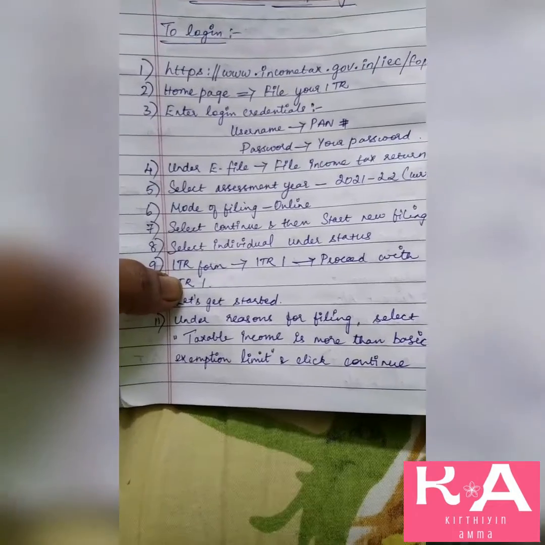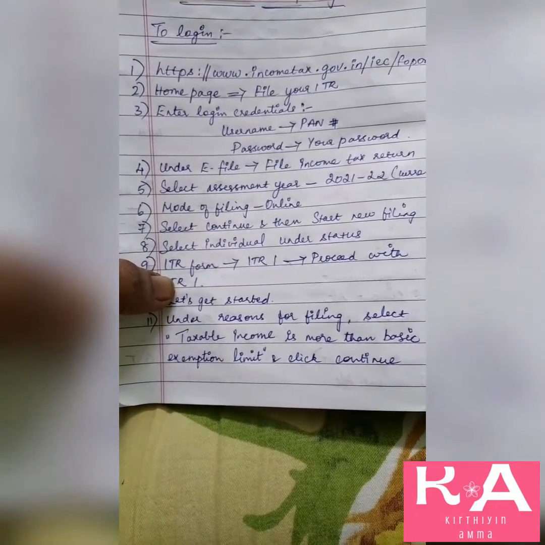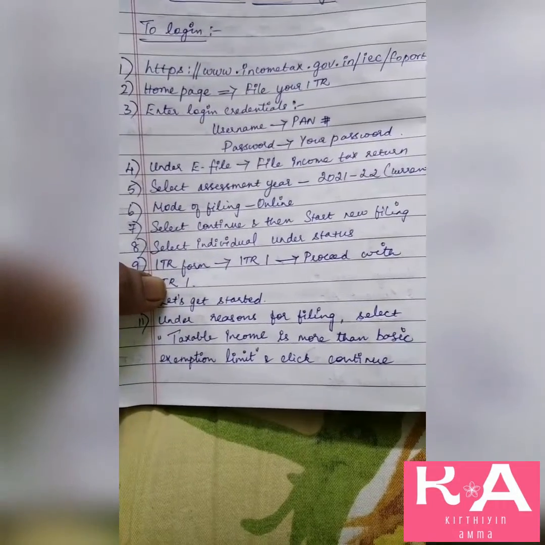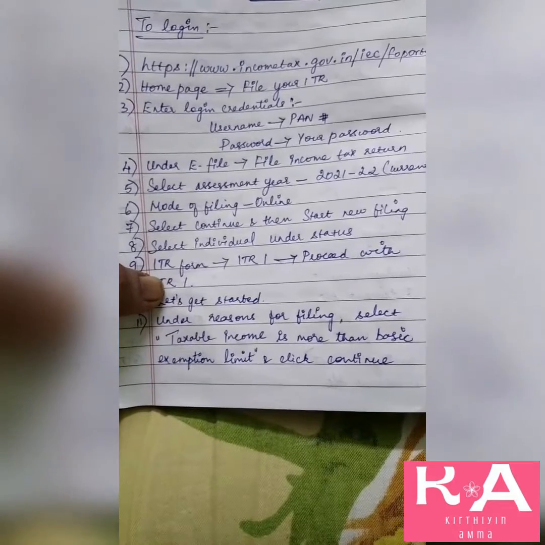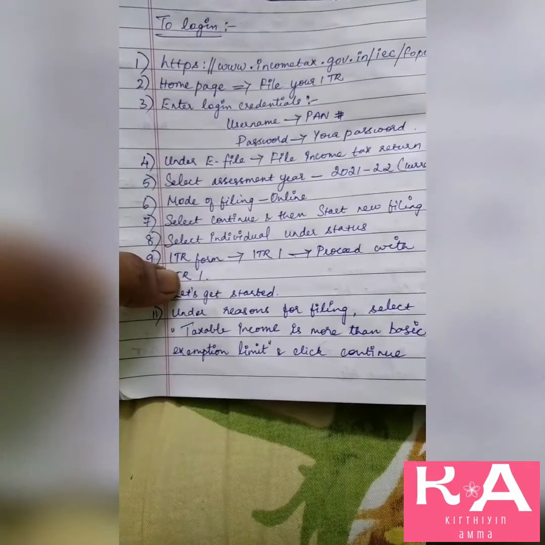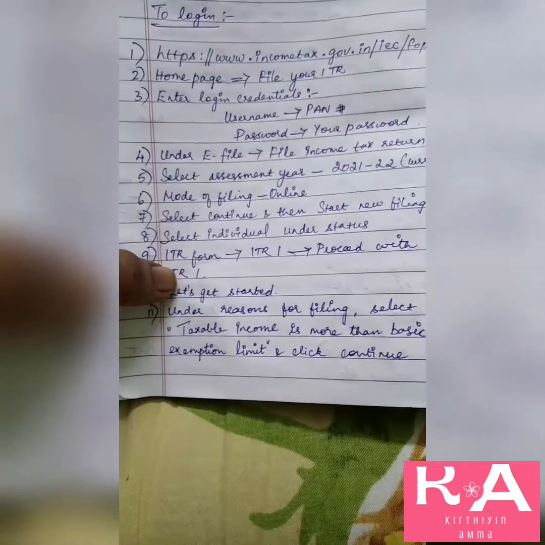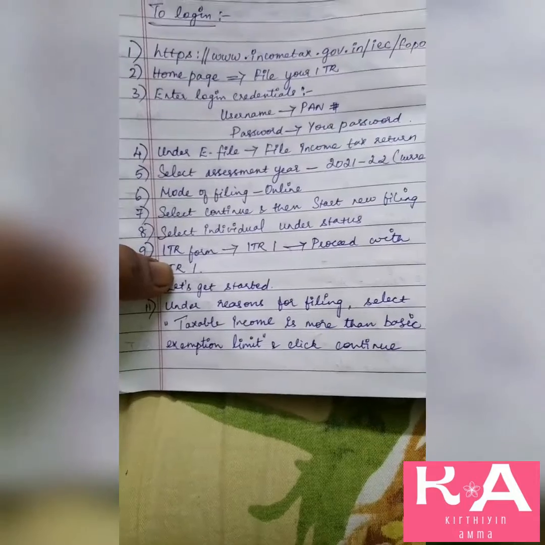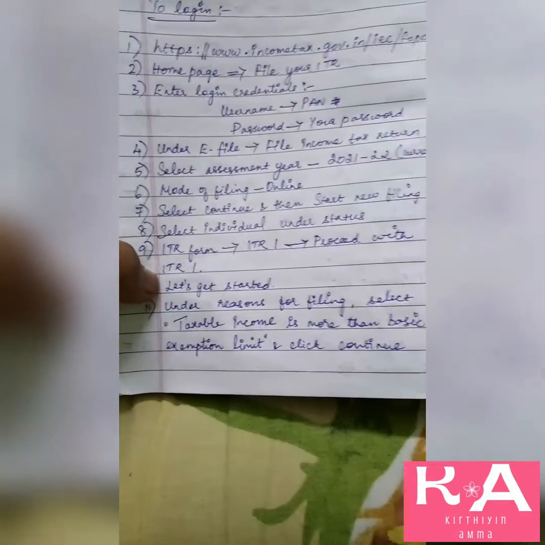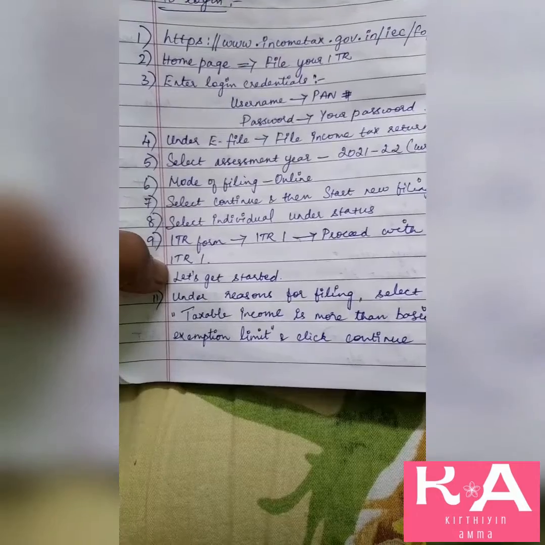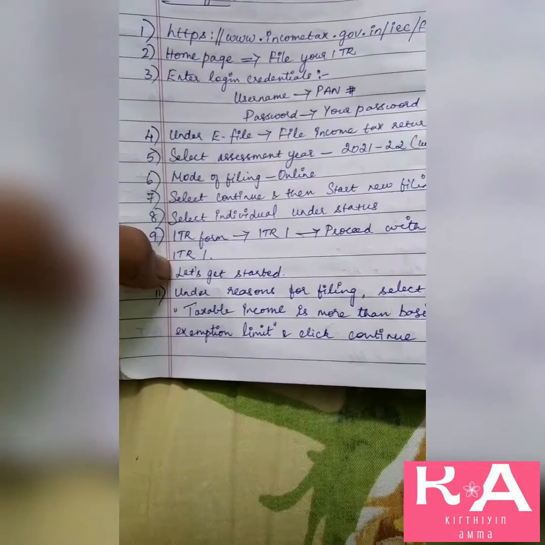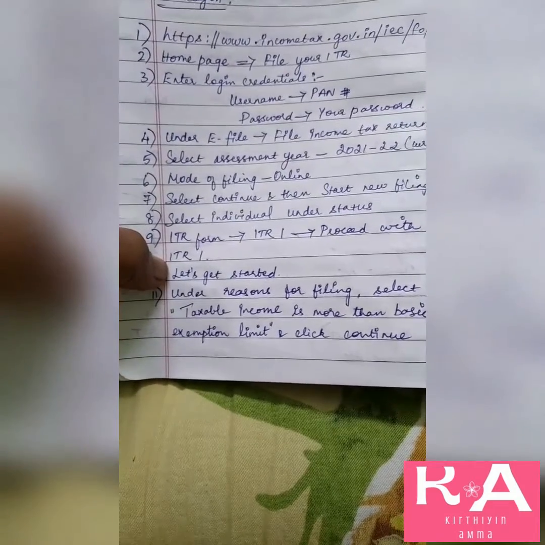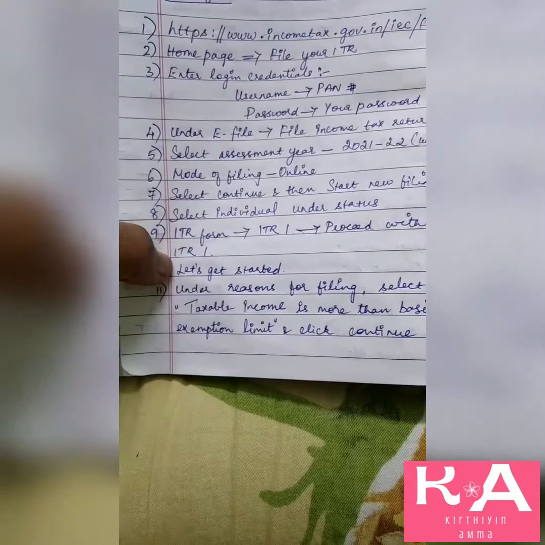Under e-file, you'll have to select File Income Tax Return. Then you'll have to select the assessment year, which is 2021 to 2022, the current assessment year. Mode of filing should be given as online. Select continue and then start new filing. Select individual under status. Then what type of ITR form will we have to select? You'll have to select ITR 1 if you are salaried. Proceed with ITR 1. Let's get started.